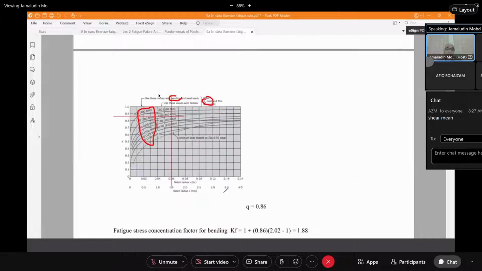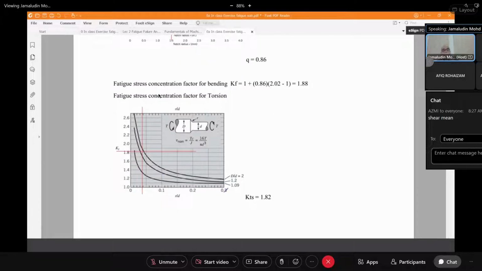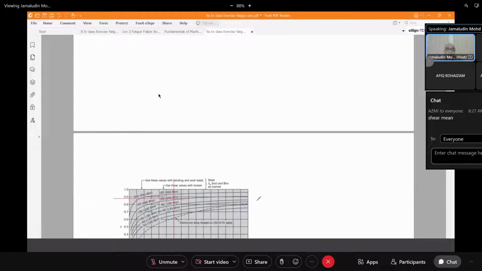Alright, that's done. That's the first part. On the second part, we do a similar thing. We use the 0.375 and the same thing. We have R over D 1.125. This is the thing, we get 1.82. I call it KTS, even though the book is KTS, just to make S stand for shear, to tell that the S will be equal to the torsion. All right, then we're done with that.